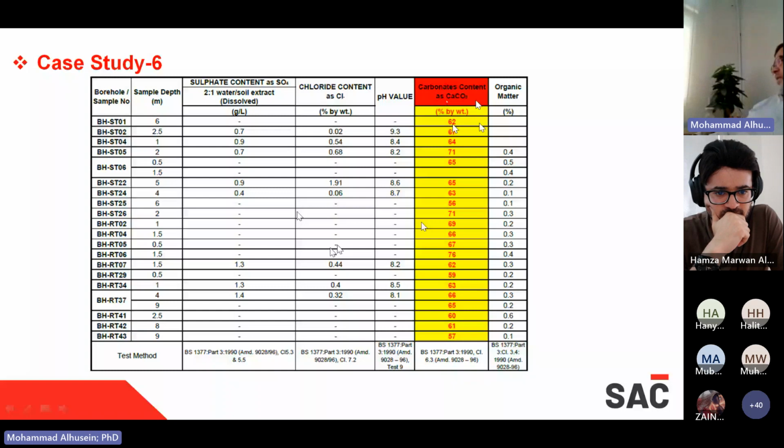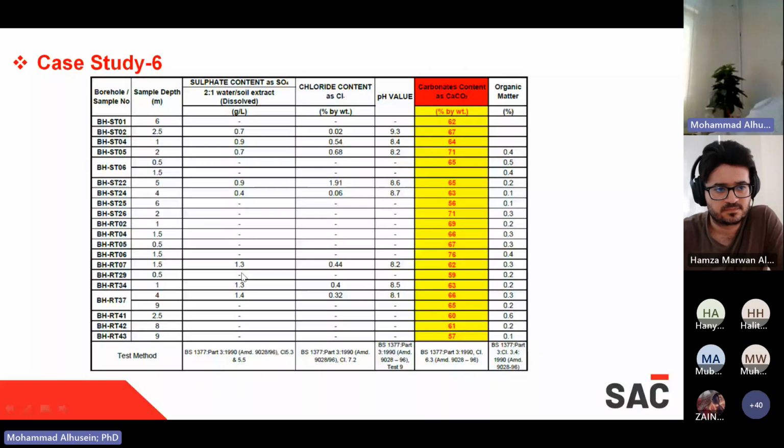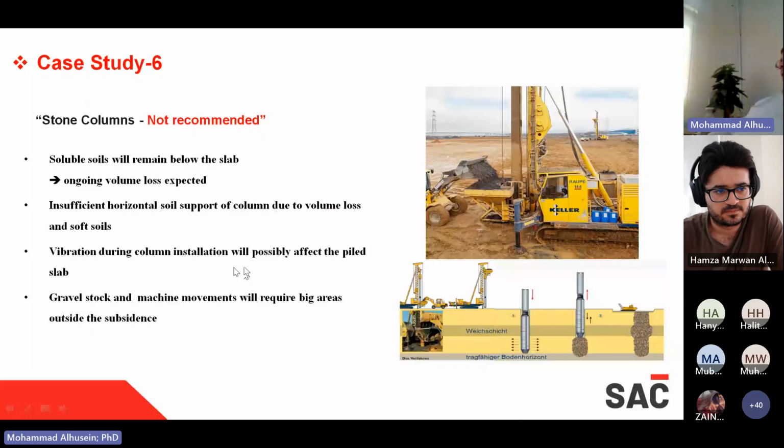I found this kind of material. The carbonate content percentage is very high. In spite of all the repairs which they made, they failed to fix the problem. Also bring to your attention that this pavement was erected on soil improved by stone columns. We'll talk about the inadequacy of stone columns for such materials. One of the consultants says stone columns are not recommended. I agree with him that soluble soil will remain below the slab, and ongoing volume loss is expected. I agree 100% with this consultant, and he said there is insufficient horizontal soil support of the columns due to volume loss and soft soils.